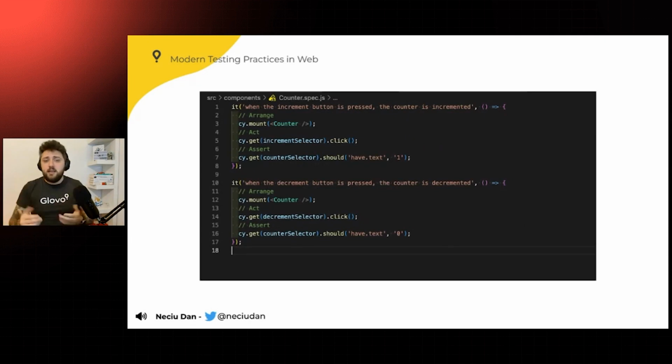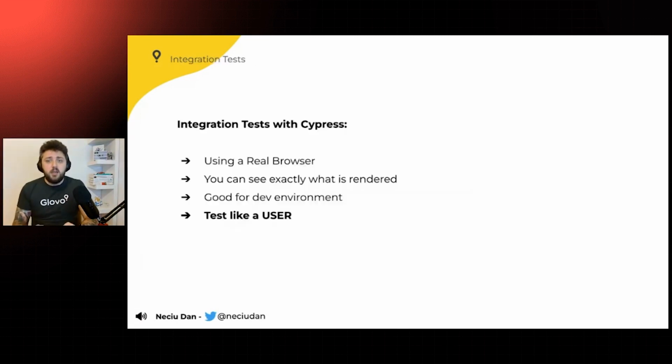And testing it is very simple. You just get the value, you click it, and then you check if the result is what it's supposed to be. Very similar to unit tests or end-to-end tests. So you're using a real browser, you can see exactly what is rendered, and it's good for a development environment. But most importantly, you're testing like a user.